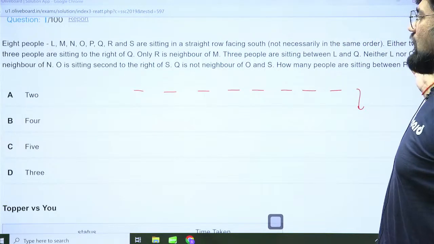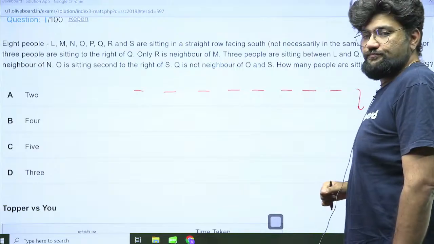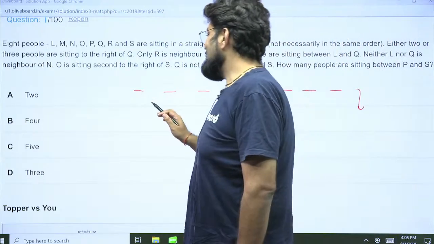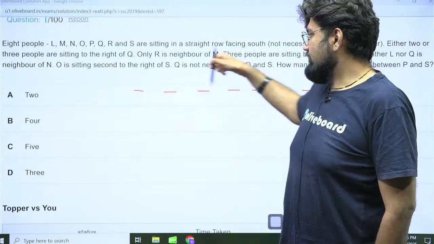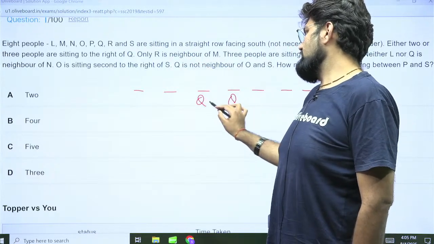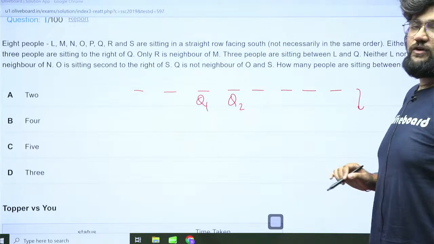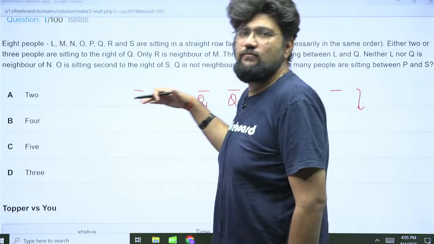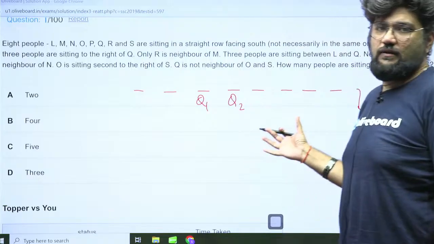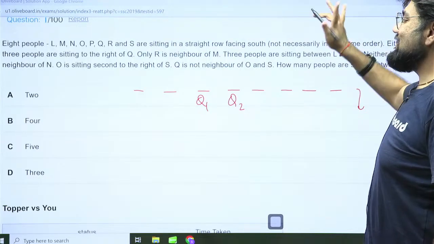And either 2 or 3 people are sitting to the right of Q. Now technically, if these were facing the south, Q is either sitting here or here. So we have 2 cases of Q, Q1 and Q2. Okay, so I'll just number them. As of now, they seem to be easy, but if they get complex, we'll solve them in 2 different figures. Now, only R is the neighbor of M.